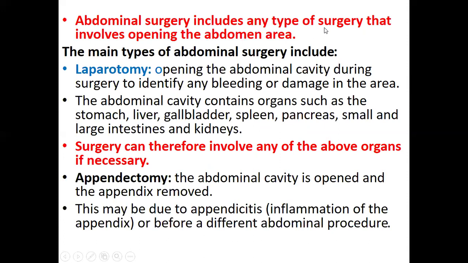Okay, so abdominal surgeries include any type of surgery that involves opening of the abdominal area. The main types of abdominal surgery include the procedure known as laparotomy. Laparotomy is the opening of the abdominal cavity during surgery to identify any bleeding or damage in the area.